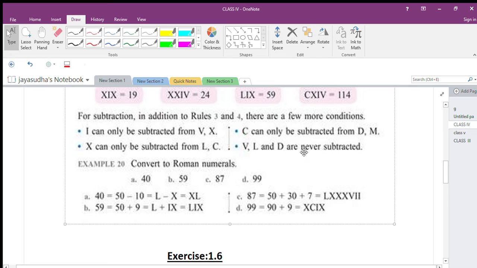V, L and D are never subtracted. That is, Roman numerals 5, 50 and 500 are never subtracted. Are you okay, children? Now come to the exercise.